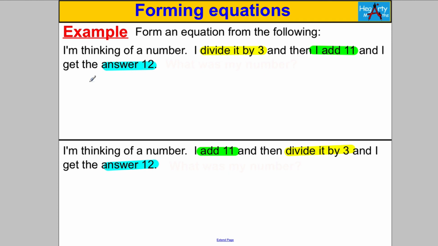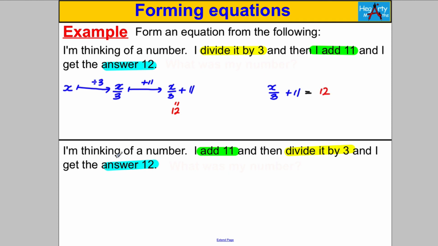Okay, I'm thinking of a number. I divide it by 3, so I'm going to divide by 3. A mathematician writes that as x over 3. And then I add 11, so I'm going to add 11 here, and I get myself x over 3, add 11. And I know that's going to equal 12. So I can state my equation, x over 3 add 11 is equal to 12.